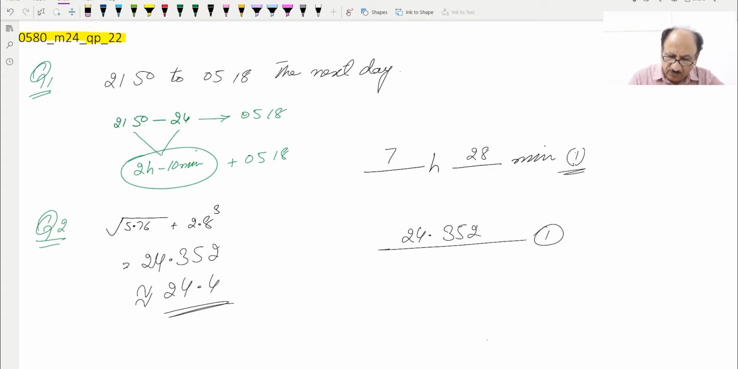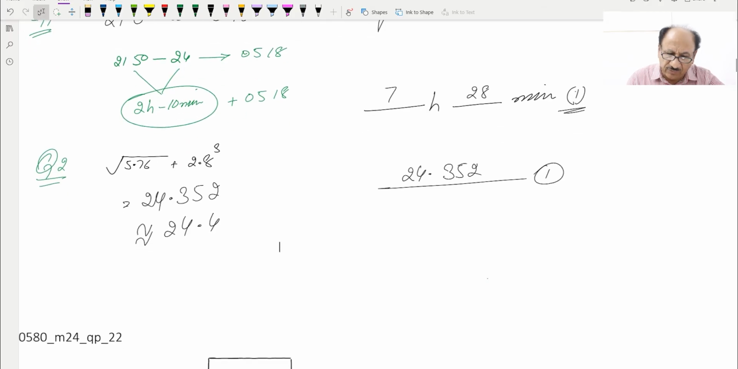If you want two decimal places, then it will be 24.35. Accordingly, you need to round the answer as required. So we can give the answer here as 24.352.